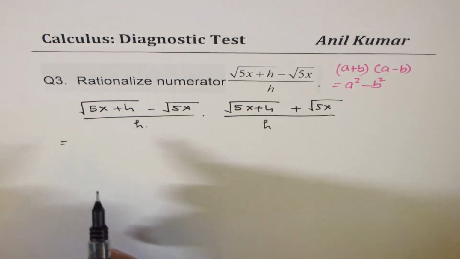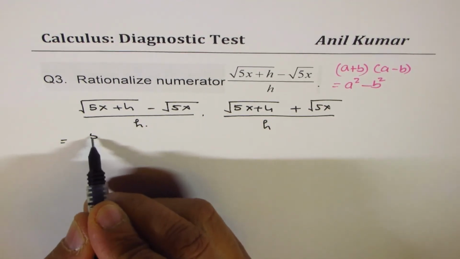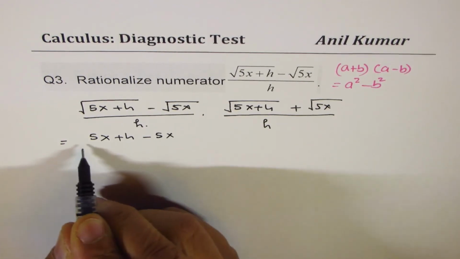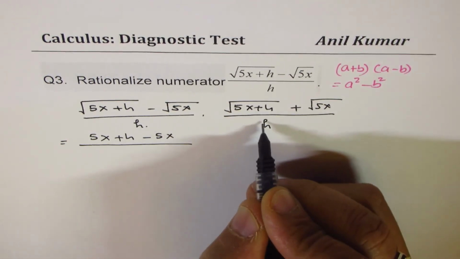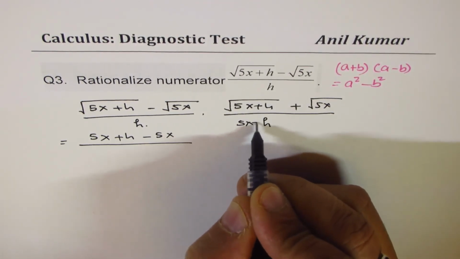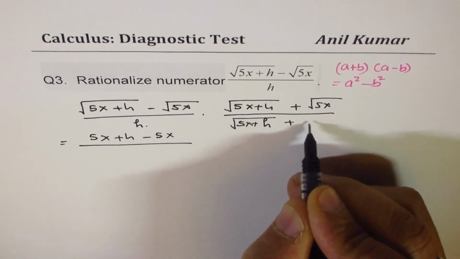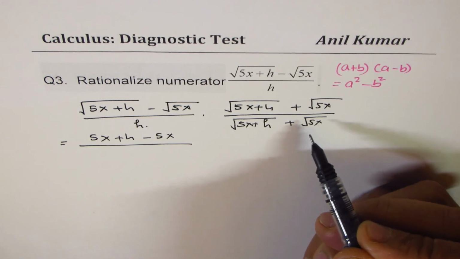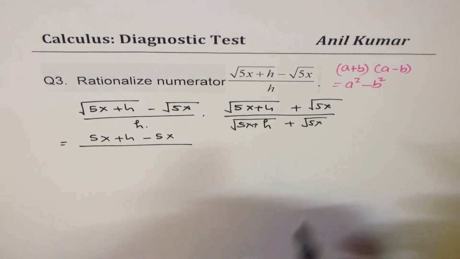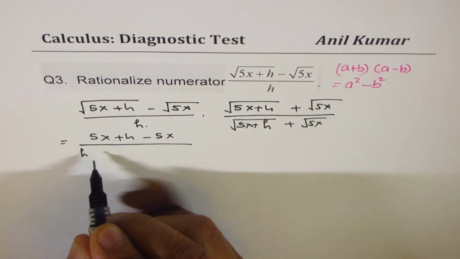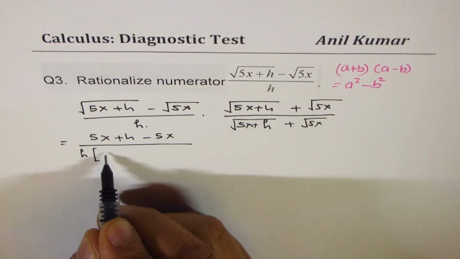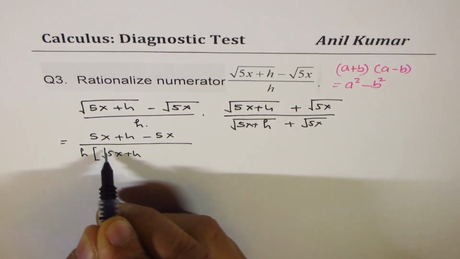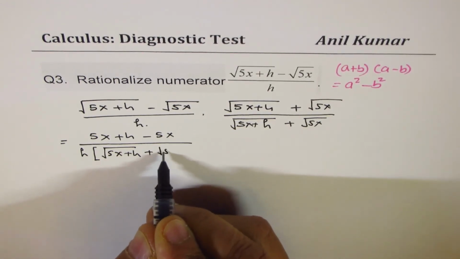So the numerator will be a difference of squares. So you get 5x plus h minus 5x. And in the denominator, I'm sorry, I wrote it wrong. It should have been square root of (5x plus h) plus square root of 5x. I'm sorry. You have to multiply and divide by the same thing. So it is multiplying by 1. So what you get here is h times, let me write within square brackets, square root of (5x plus h) plus square root of 5x.